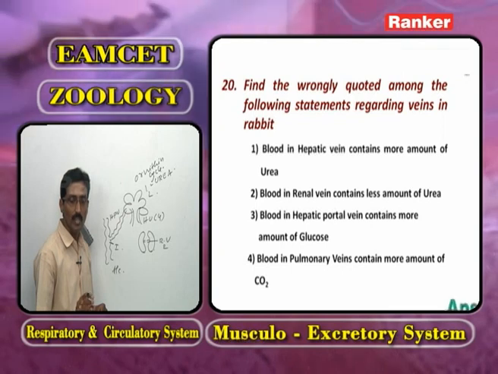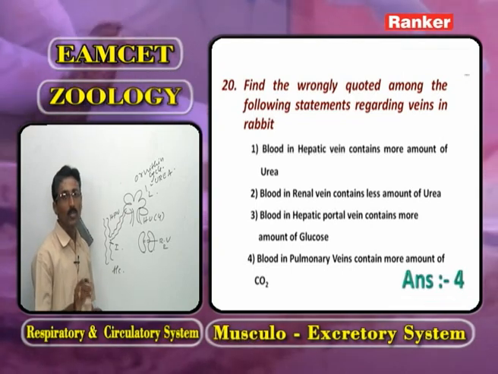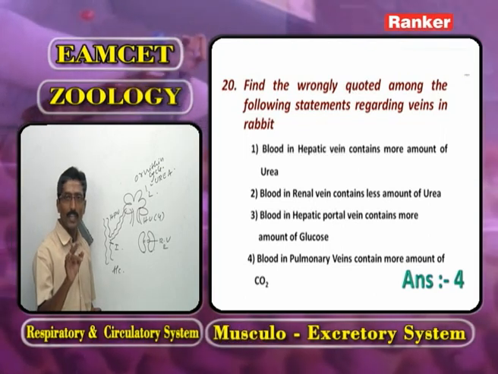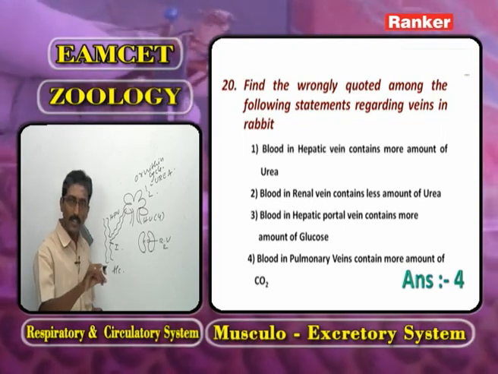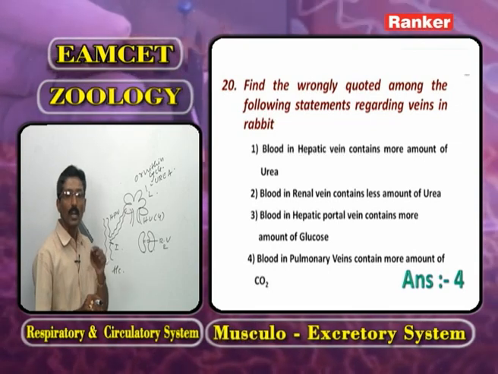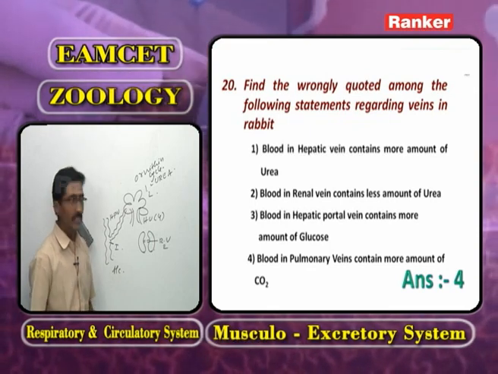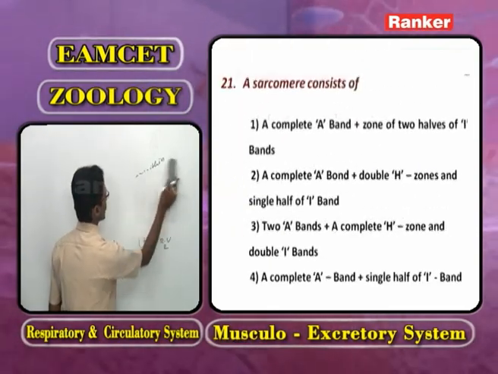Automatically, the fourth one is wrong. That is, the blood in pulmonary veins contains more amount of carbon dioxide. Pulmonary veins arise from lungs. So, in the pulmonary veins blood, what is more? Oxygen, but not the carbon dioxide. So, the fourth statement is wrong. Now, we go for the next statement.